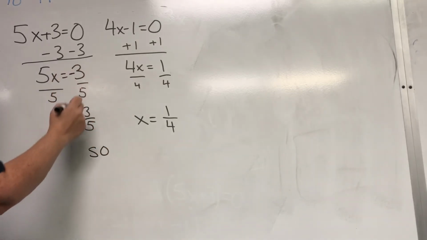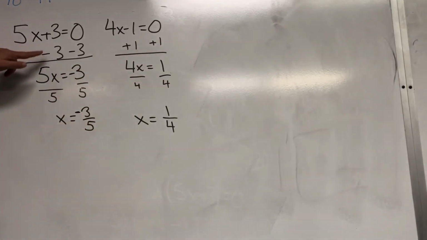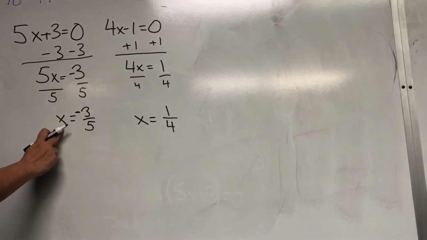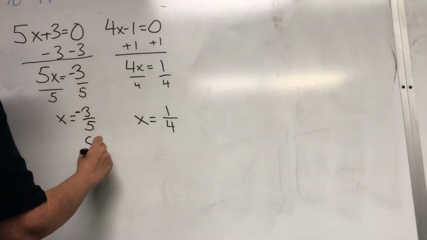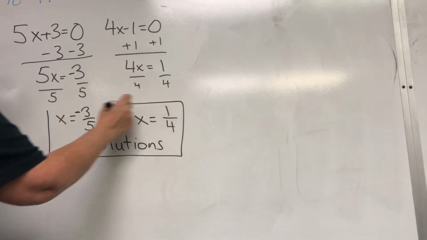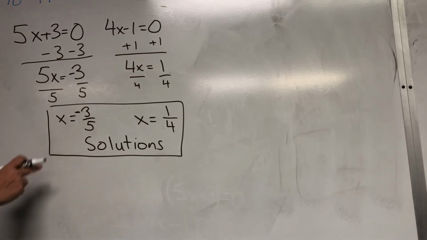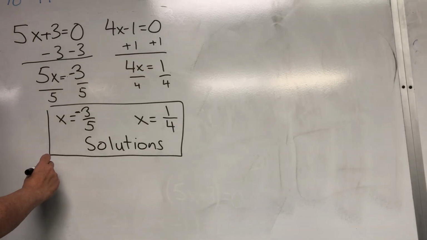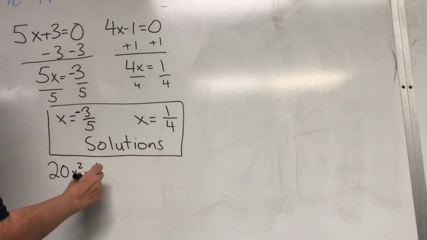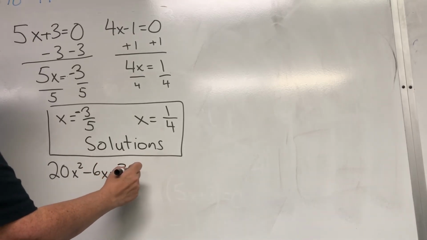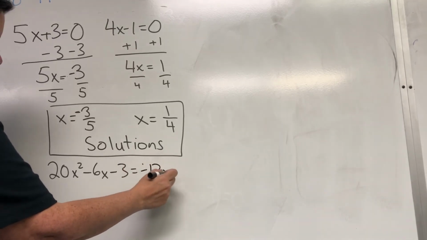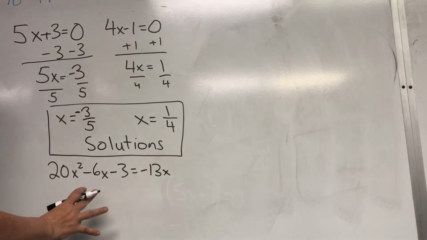You know what? That's a negative 3. Let's go back to that one. I subtracted 3 from both sides, so I got 5x equals negative 3, and x equals negative 3 over 5. These are my solutions. And these are the two x values that make that very original equation true. I had originally 20x squared minus 6x minus 3 equals, was it negative 13x originally? These are the two solutions that would make that true.